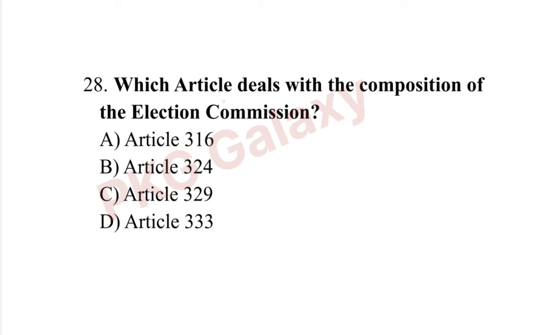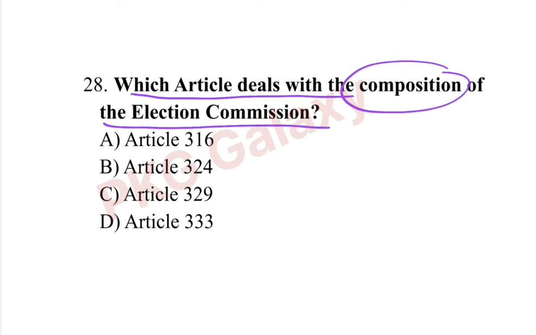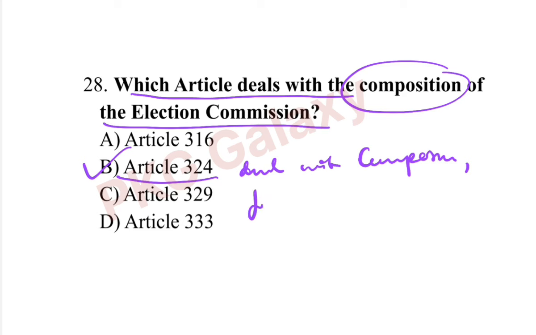Next question. Which article deals with the composition of the Election Commission? The correct answer is option B, Article 324. Article 324 deals with the composition, functions and powers of the Election Commission of India.